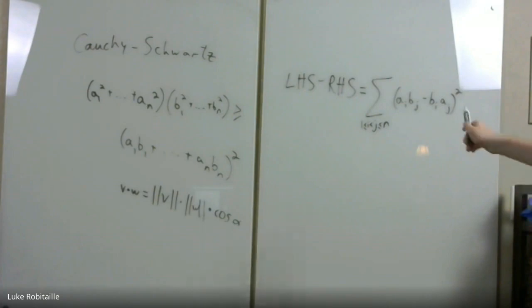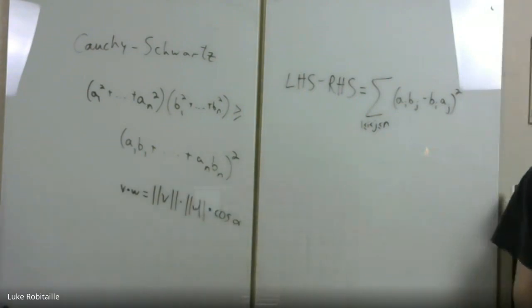I think this identity actually has a name. It's like Lagrange's. I don't remember exactly what it is for sure.